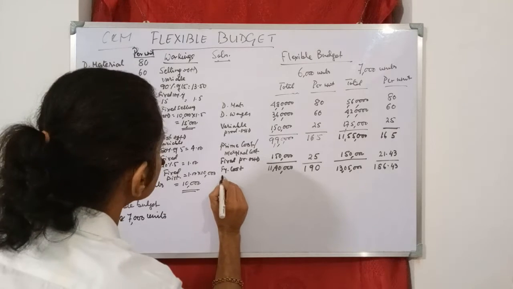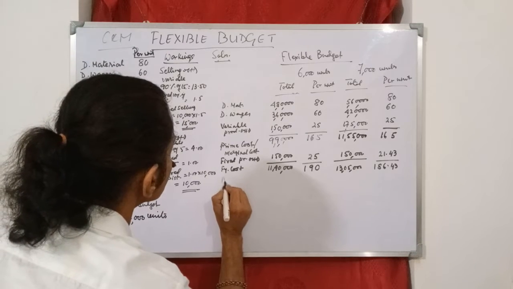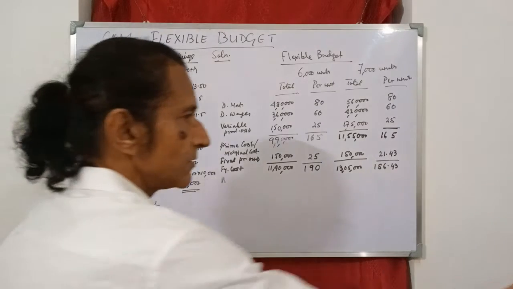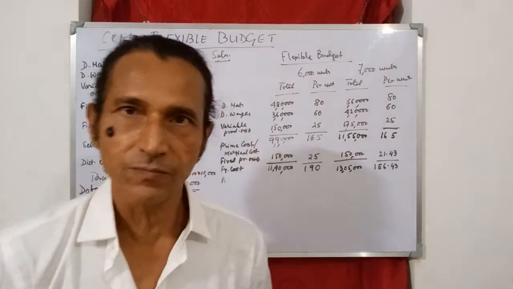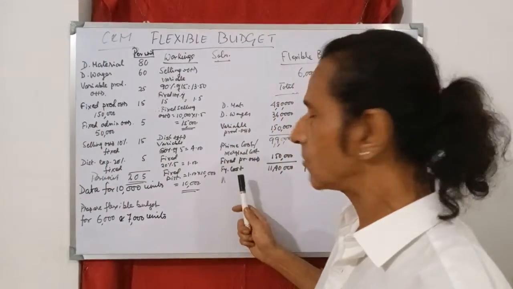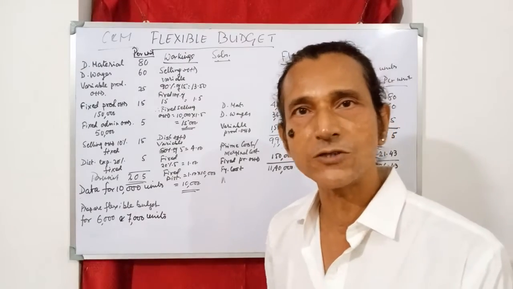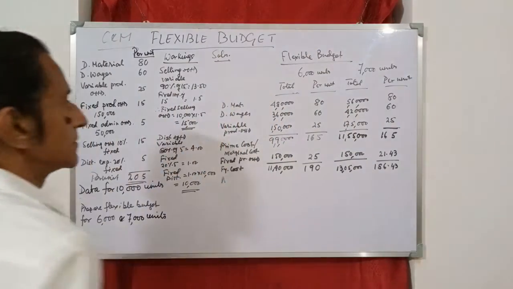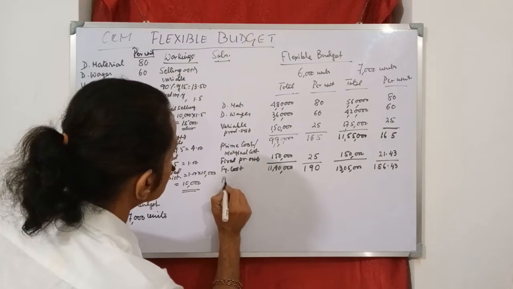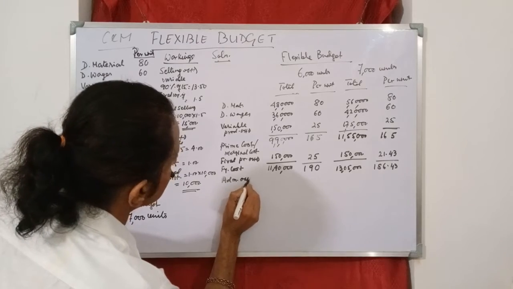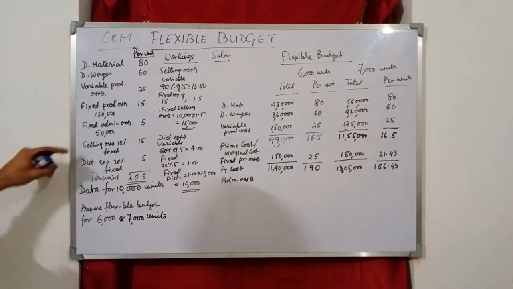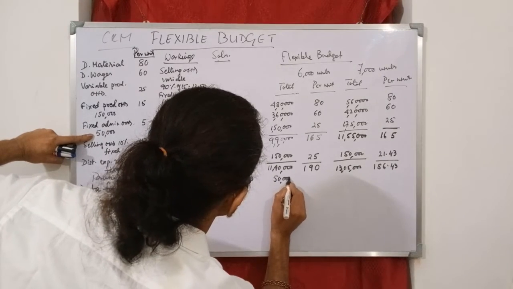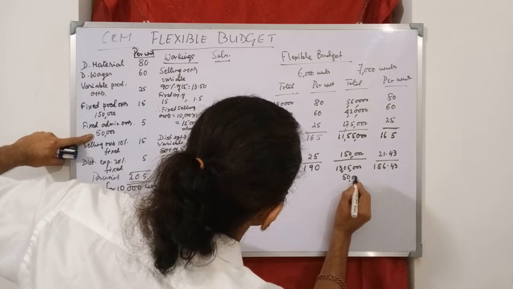Now we add fixed administrative overhead to find out the cost of production. We have found out the factory cost of production, which consists of the prime cost and the factory variable and fixed overheads. So next is administrative overhead. It is fixed at 50,000. So we write 50,000 in both the levels.